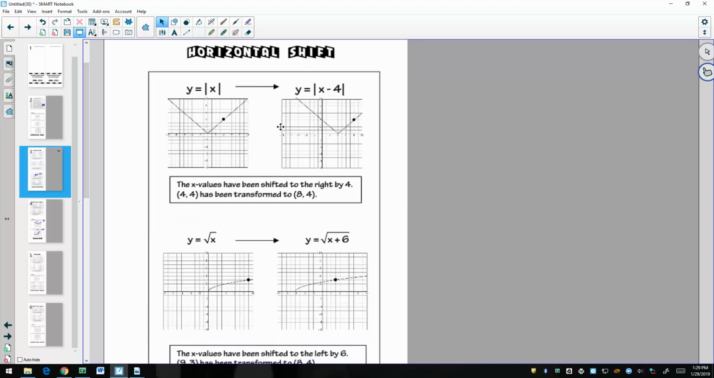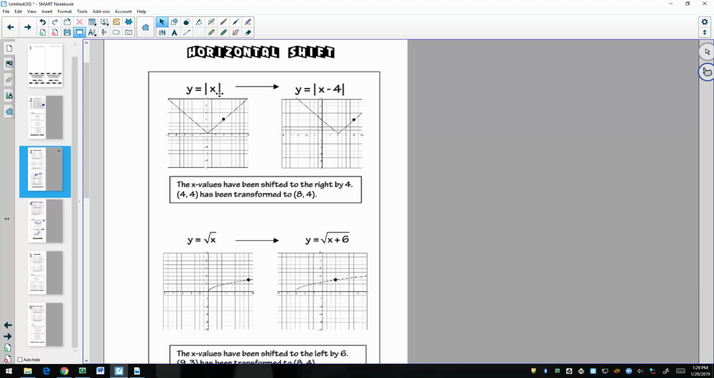So the horizontal shift, this is if the number is connected or attached to the x. So it will either be inside parentheses with the x or inside absolute value signs or underneath the radical sign, but it has to be attached to the x. It has to be part of the x quantity.